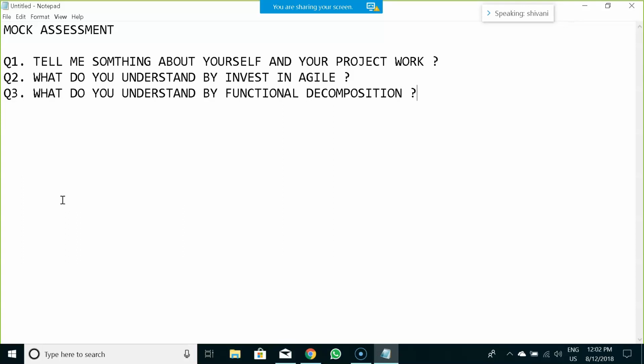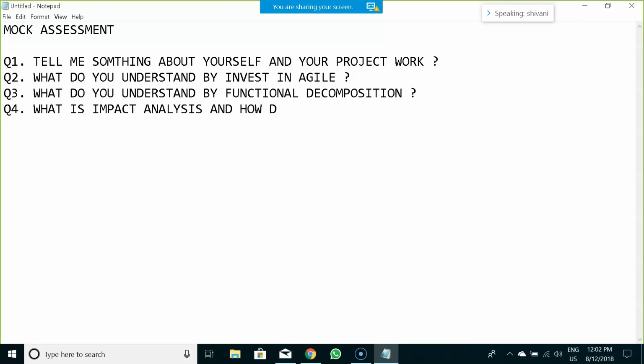So basically, functional decomposition is where we take complex problems and divide those complex problems, complex issues, into smaller parts. Yes. So, yeah, please go on.